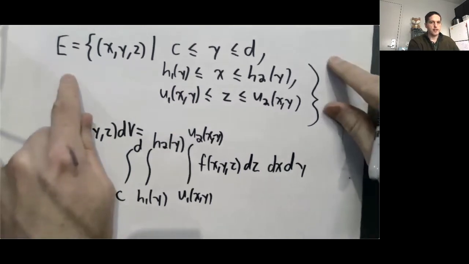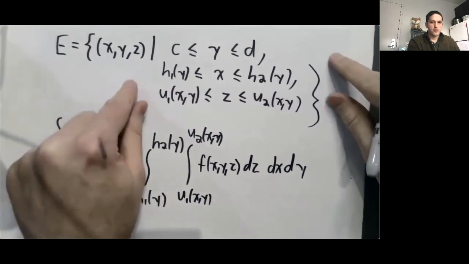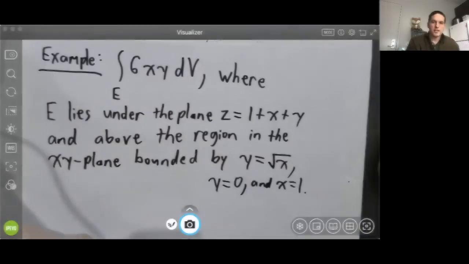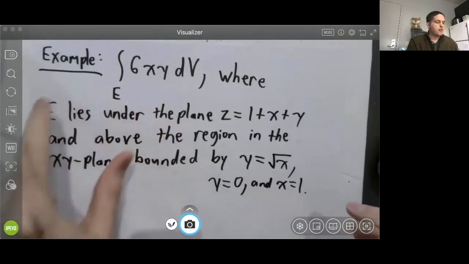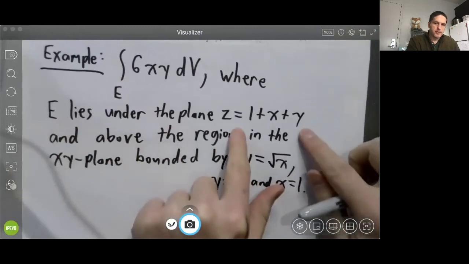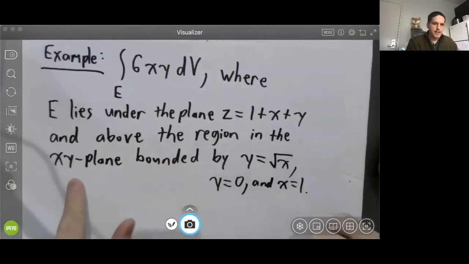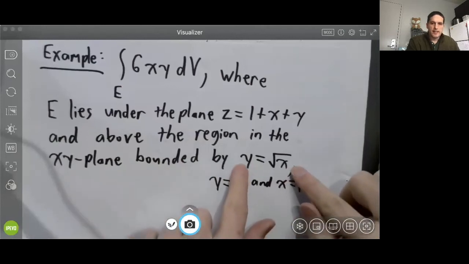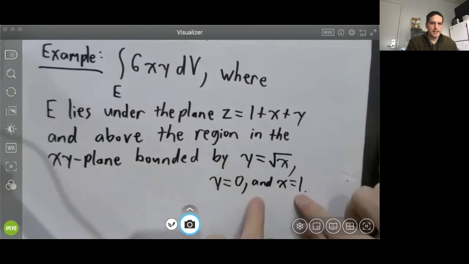This is the hard part, figuring out how to describe E according to this pattern. So let's look at another example. In this example, we want to integrate this function over the region E, where this solid region E lies under this plane, and it lies above the region in the xy plane that's bounded by the curves y equals square root of x, and y equals 0, and x equals 1.